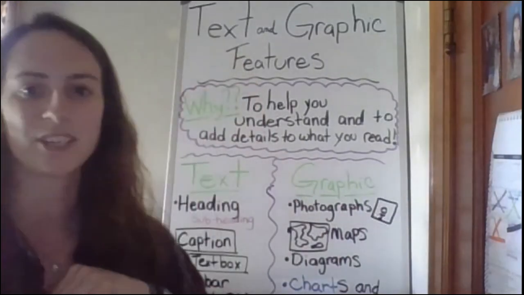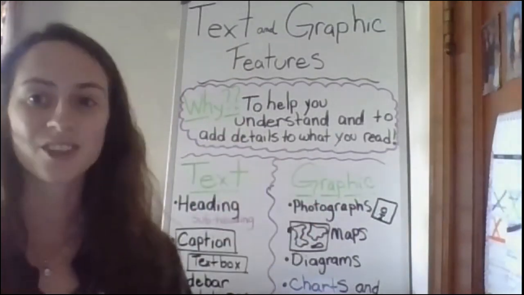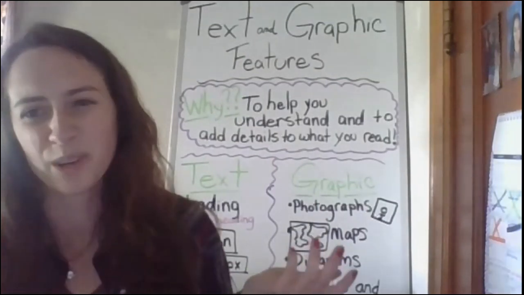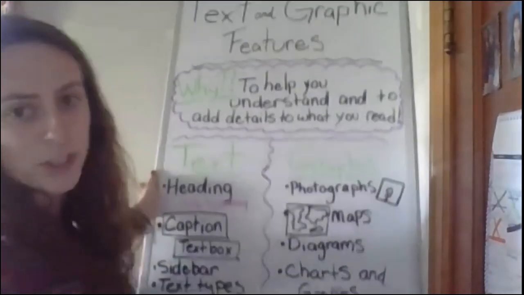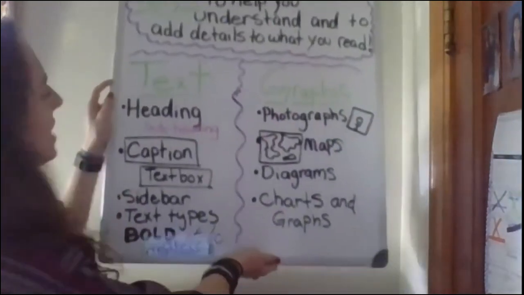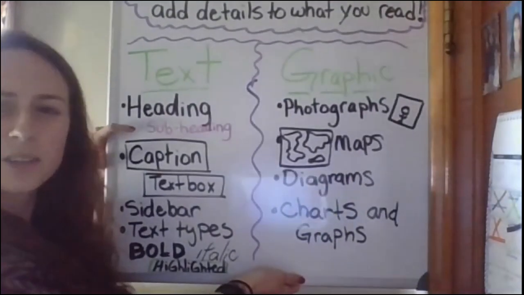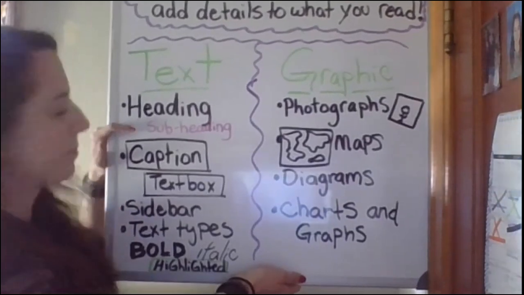Text and graphic features. Why are they important? They help us to understand the story that we're reading. They also add more details, which just makes the story more enjoyable for us readers. What are some examples, you ask? Some examples of text features are headings and subheadings. Subheadings are those little headings that you see inside of a paragraph that already has a heading to it.